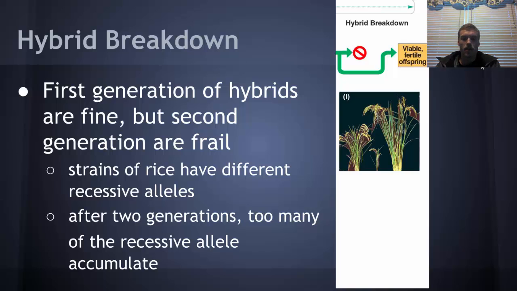An example of this would be different strains of rice. They have different recessive alleles. What happens is that those recessive alleles build up in the hybrid, and then when the hybrid mates with another hybrid, they get more recessive alleles. After that second generation, there are too many of these negative recessive alleles. They just reduce the viability of the hybrid, and so eventually you get to the point where you get too many of these recessive alleles, and the organism cannot grow properly.